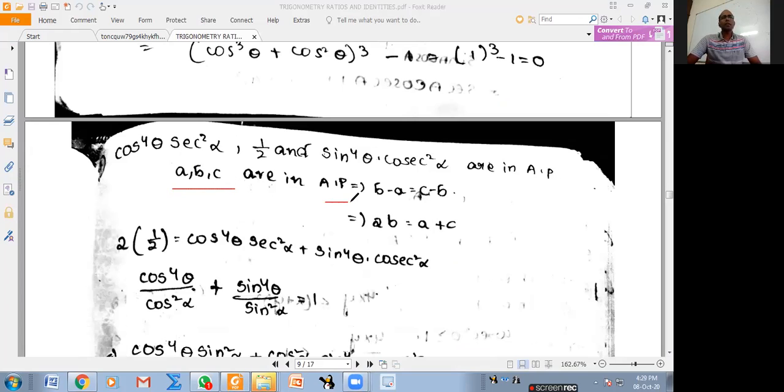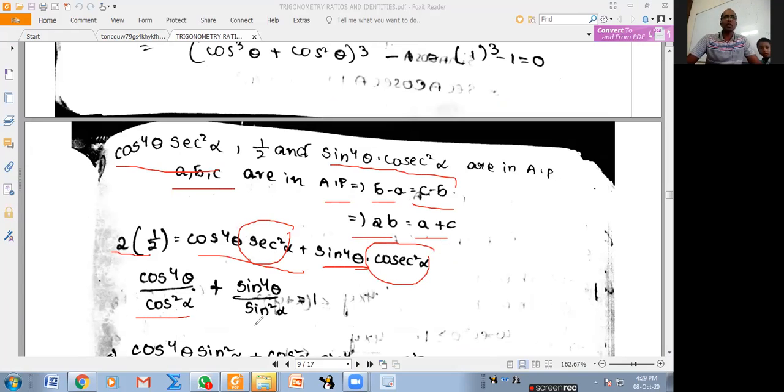Whenever A, B, C are in AP, you know B minus A equals C minus B, or you can write 2B equals A plus C. So based on that, this is the first term, this is the third term, and it is double of this. This secant square alpha, I can take to the denominator as cos square alpha. This cosecant square alpha, I can take to the denominator as sin square alpha, equal to 1. From this, how to prove theta equal to alpha? I want to convert the whole thing into theta or the whole thing into alpha, one of them.